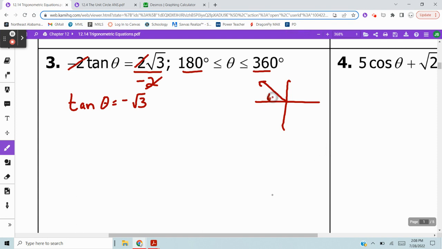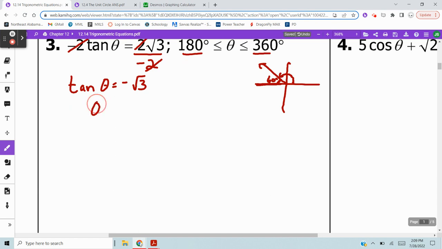So over here in the second quadrant, I know I'm going to have a reference angle of 60 degrees, since that's where tangent is equal to root 3. So therefore, where is it equal to negative root 3? That's going to be, let's go over to this quadrant. And I know that 180 degrees is here. Subtract that 60 off, and that gives me a theta value of 120 degrees.